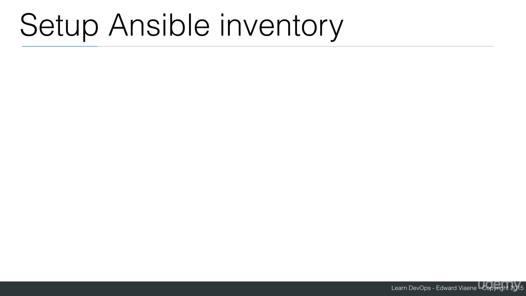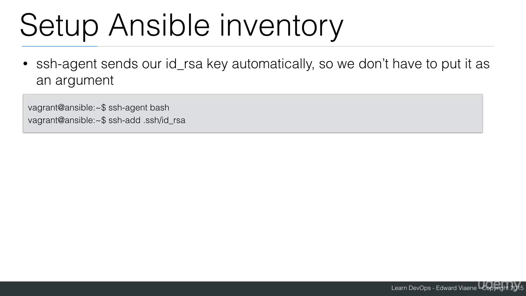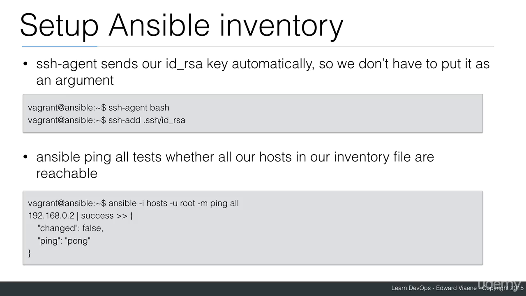Another tool we are going to use is ssh-agent. SSH agent sends our id_rsa key automatically to our host, so we don't have to put it as an argument every time we want to execute an Ansible command. To enable SSH agent, you use ssh-agent bash and then ssh-add to add the private key. You will need to execute this every time you add a new session, or you can add these to .profile, which is the file that gets executed every time you log in.